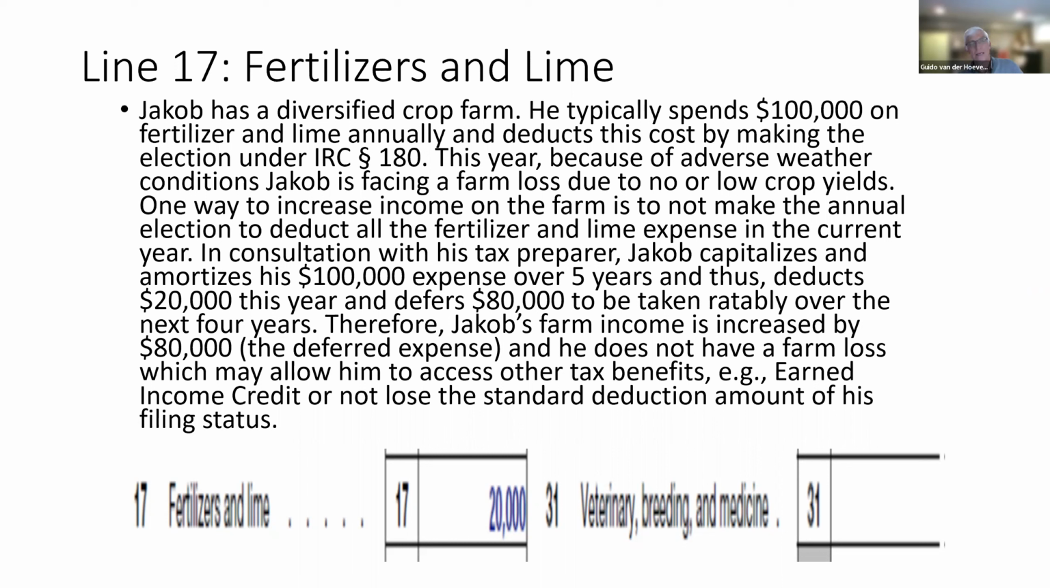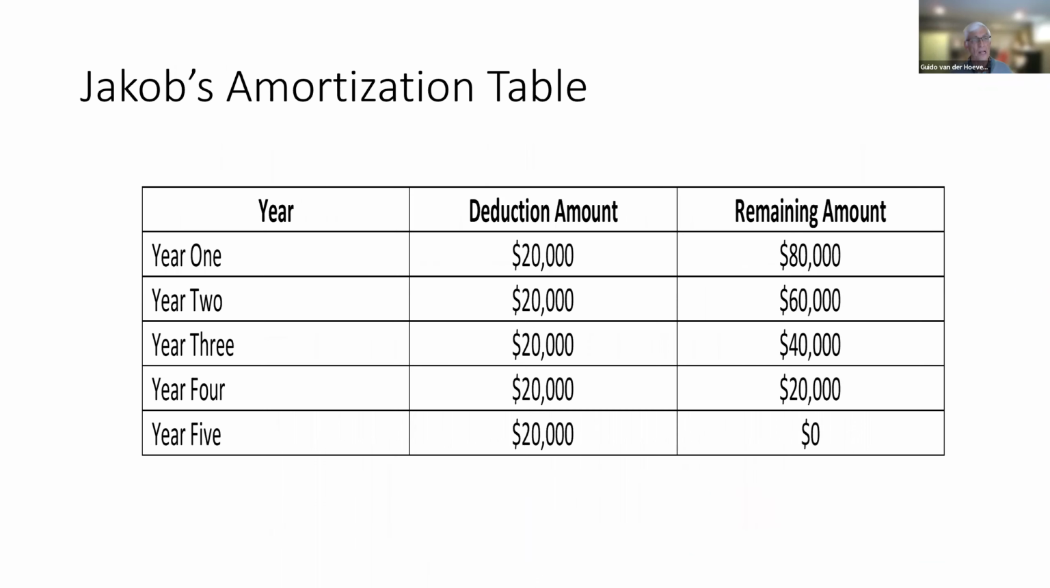And in this case, he didn't take in any more money, but he increased his farm income by $80,000, which is the deferred expense. And thus he doesn't have a farm loss, which may give him access to other tax benefits, such as the earned income tax credit, where he might not lose the full benefit of the standard deduction based on his filing status. And here's just an example of the amortization table. You've got $20,000 taken in each year, the remaining amount as you can go through there, and then he has $0.